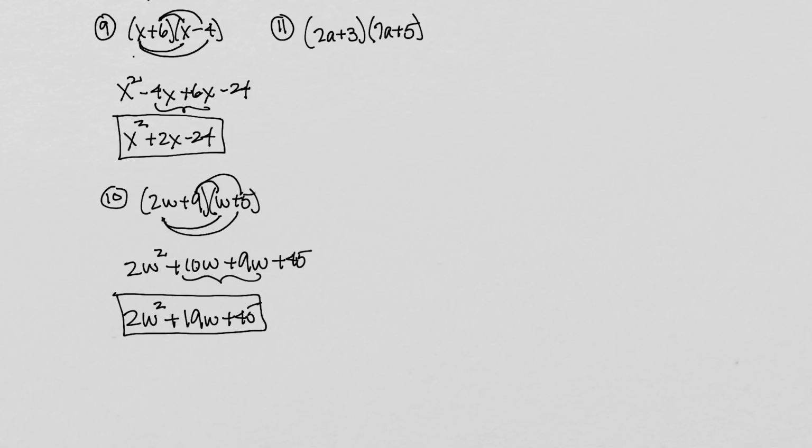Same idea here in number 11. We're going to run the 2a through, and then we're going to run the 3 through. Actually, why don't you try this one? Turn the video off, or pause it, and then come back, and we'll see if we get the same thing.